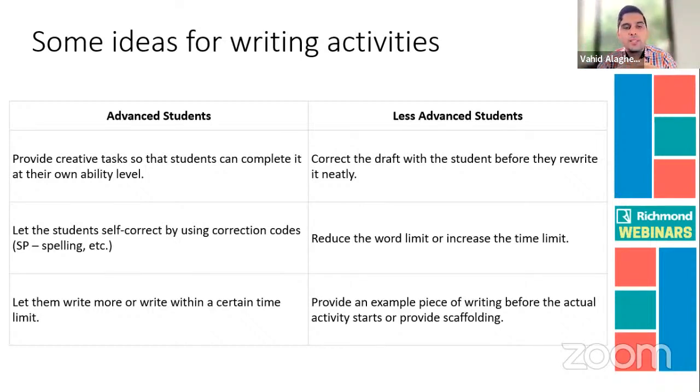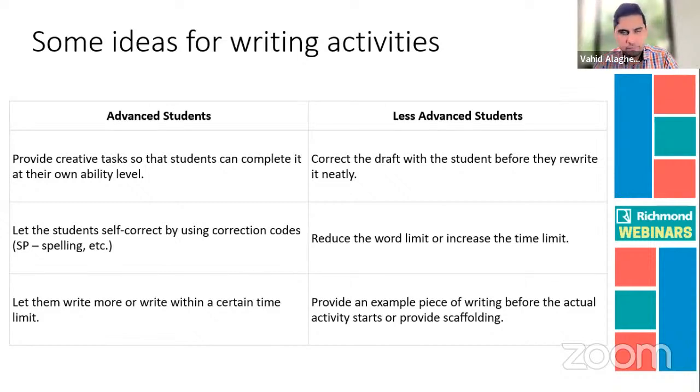For advanced students, they can use, for example, some correction codes that the teachers always use. And in this case, the students can correct themselves, or they can share their writing exercise with their peers. So again, peer assessment could be helpful for themselves.